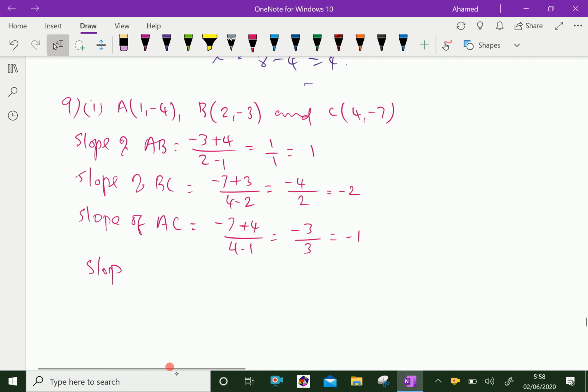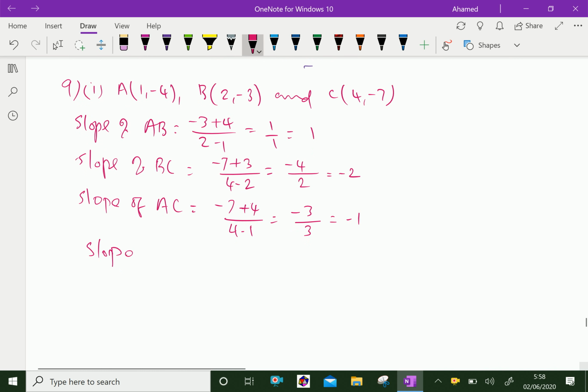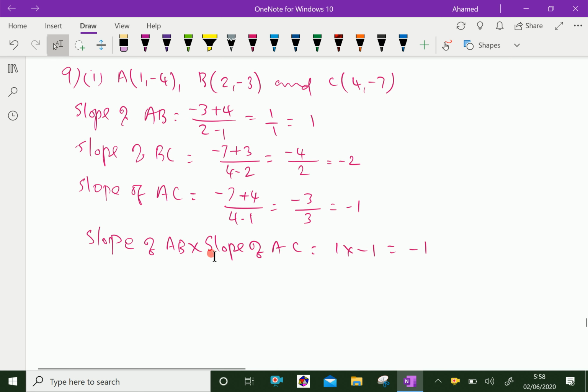Slope of AB multiplied by slope of AC equals 1 into minus 1, which gives minus 1. So the product of the two slopes is minus 1, so we can say the line AB is perpendicular to AC. Now AB is perpendicular to AC, therefore triangle ABC is a right triangle.